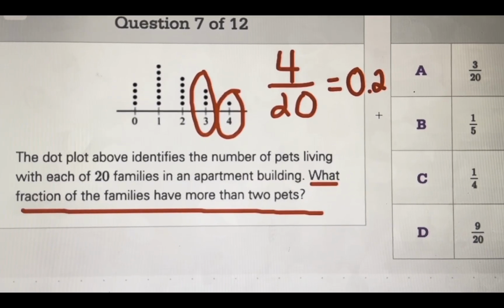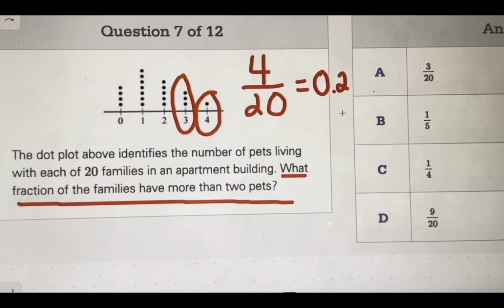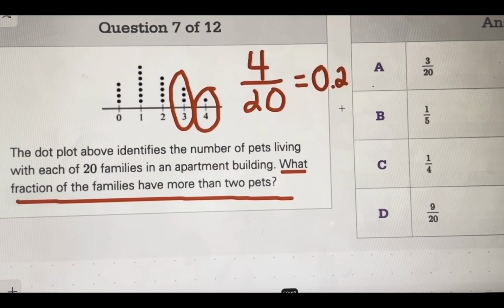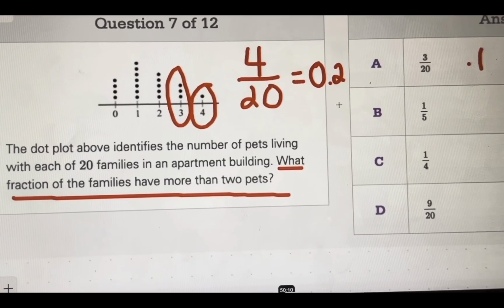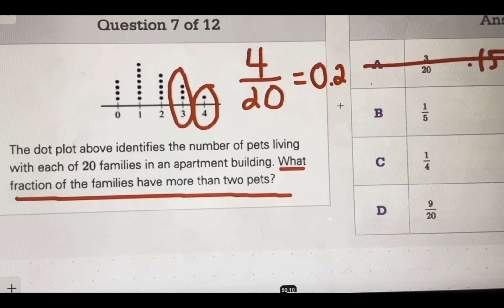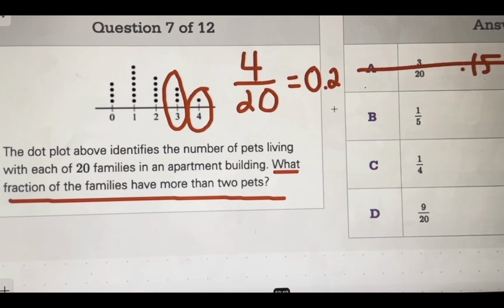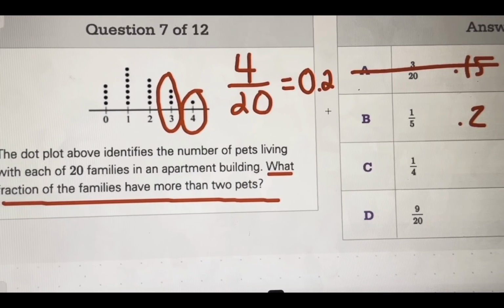Look at answer choice A. Does that equal 0.2? 3 divided by 20, you said? Is that 0.2? No, that's 0.15. So it's not answer choice A. Gone. What about answer choice B? Yeah, that looks pretty good. I feel pretty comfortable picking answer choice B.